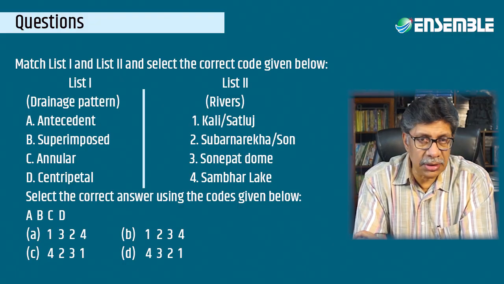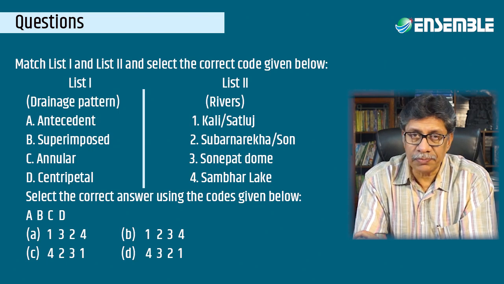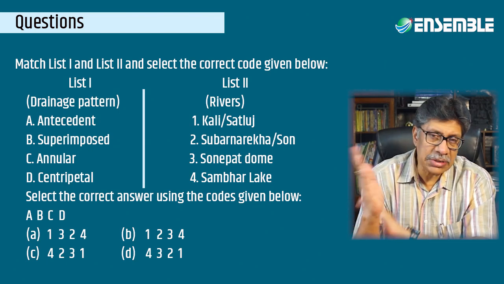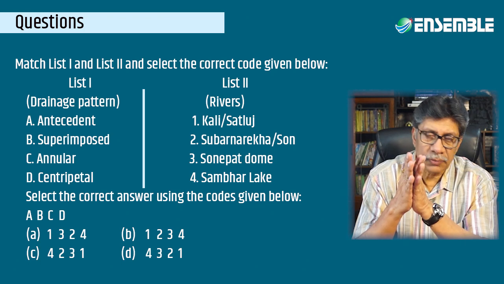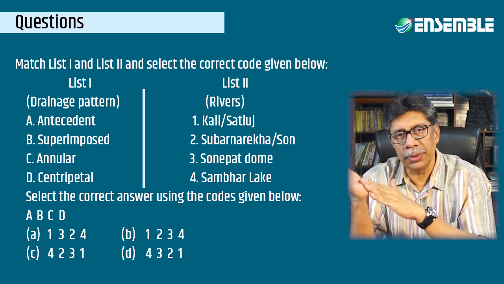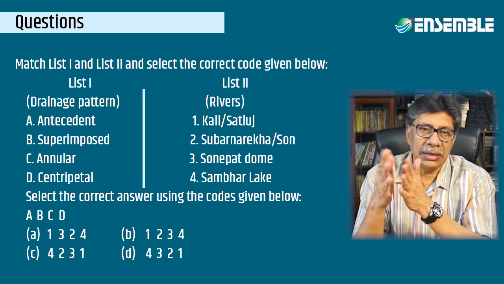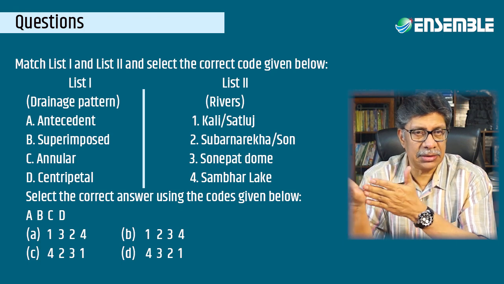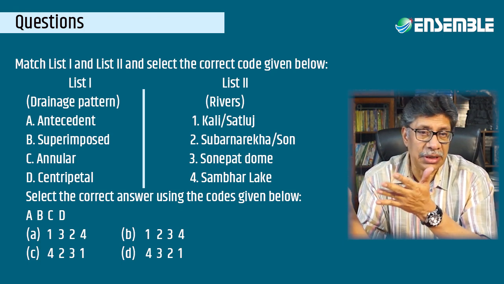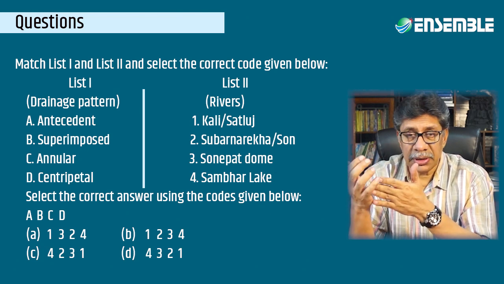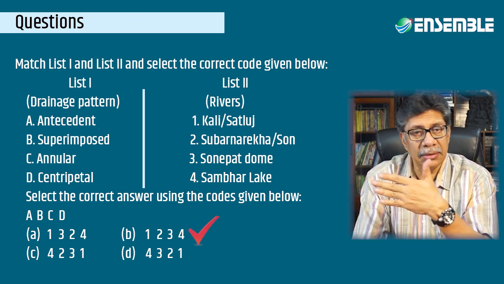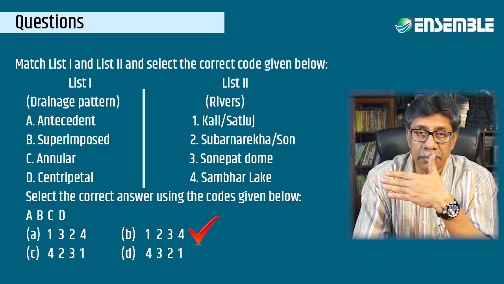measured. Another one had been another fact-based question, that is matching list 1 and list 2 and selecting the correct code. On one side, as you're going to see on the screen, is the drainage pattern, and on the other side is the reverse. So one is antecedent, that is Kali, Satluj; superimposed, Suvarnarekha, Sona; annular dome shape, that is Sonipat dome; centripetal, that is Sambar, and then that was what was to be matched.